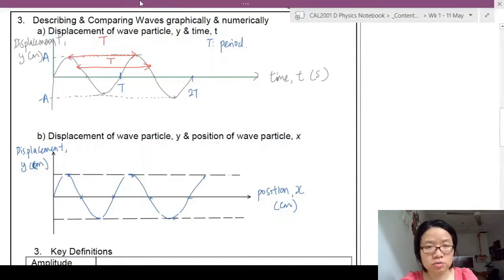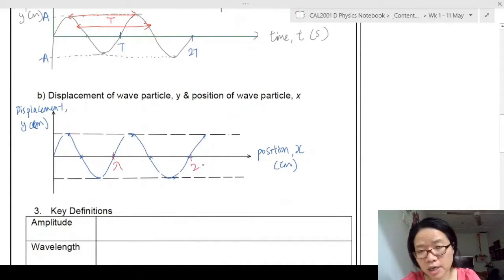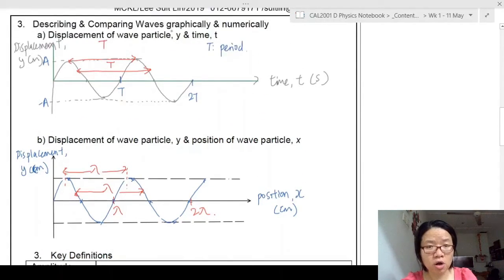All right, so again, you'll get a sine curve. It can be a cosine curve, really depends on where you start measuring. But again, 360 degrees or one complete cycle, all these are known as lambda. Okay, so lambda here is known as the wavelength.